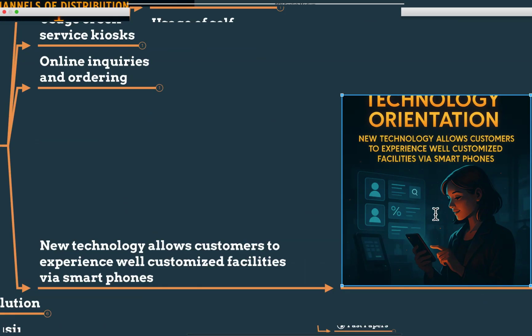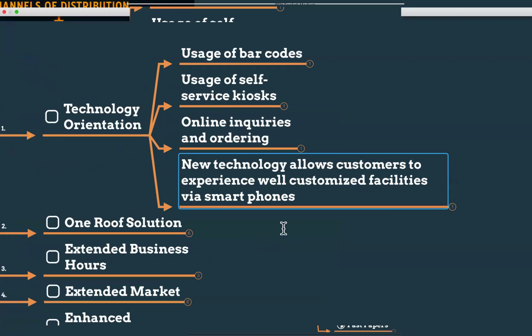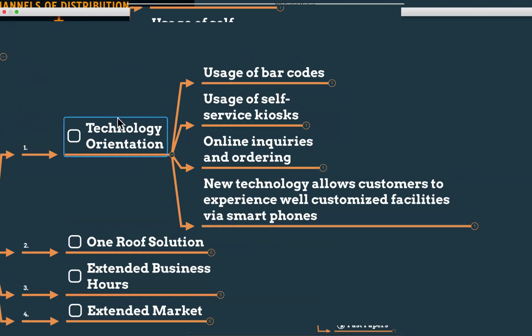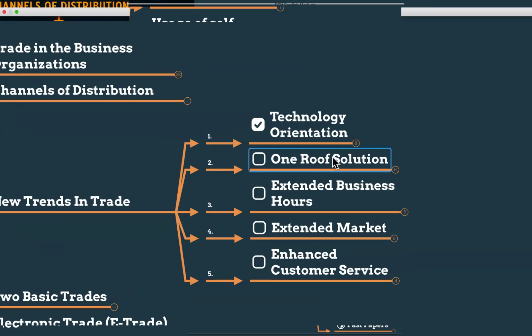You can remember the Pick Me app. It remembers your favorite restaurants, my dears. When you open the Pick Me app again, it will show you, okay, these are the favorite restaurants you are taking the foods from. So that's how the new technology allows customers to experience very well customized facilities via smartphones and apps. So the first thing in the new trends is technology orientation, right?